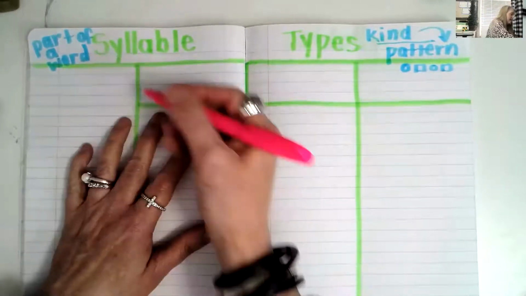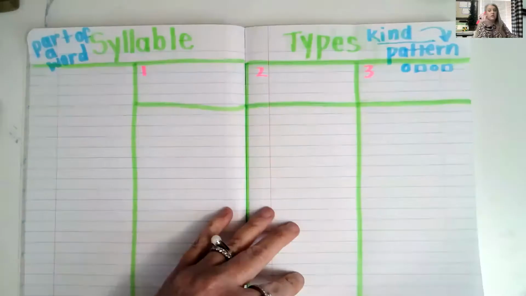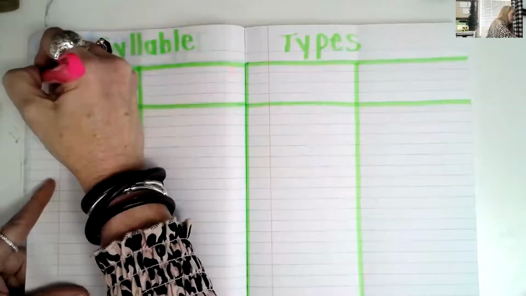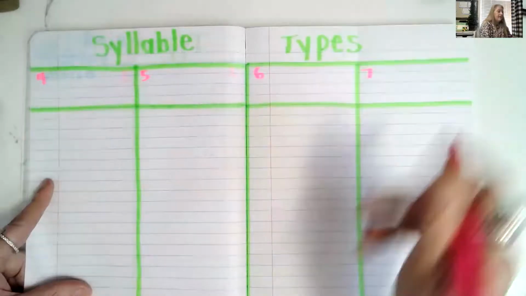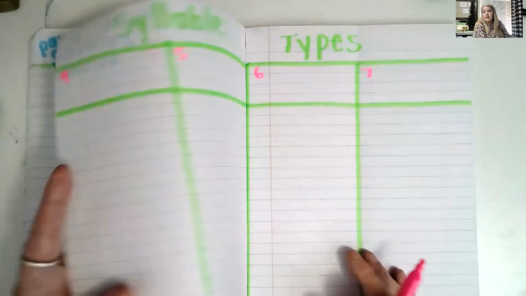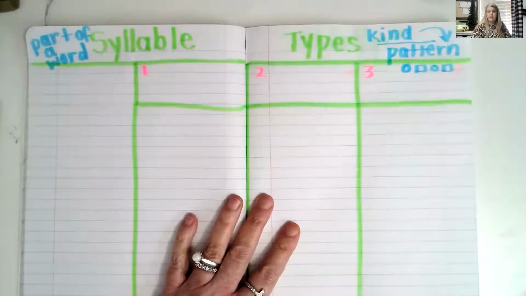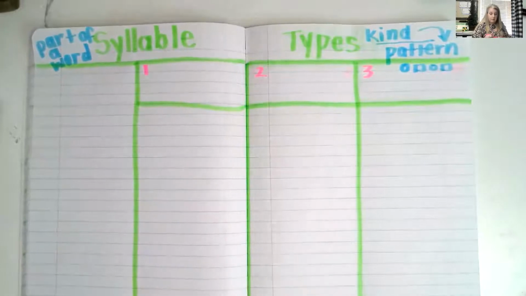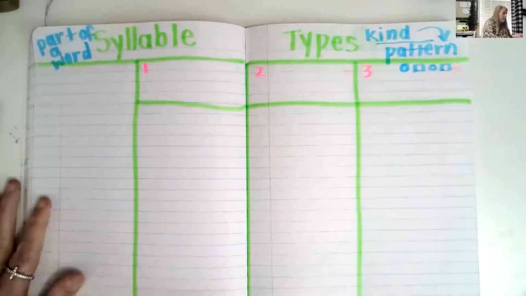So basically we have 1, 2, 3, turn the page, 4, 5, 6, 7 syllable types that we're going to learn. And we're going to start to notice these patterns in our words to help us decode and read these words a little bit better in our English language. Now, each of these syllables are going to have some kind of vowel or vowel unit in them. So let's talk about vowels.